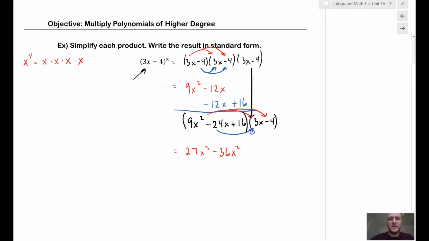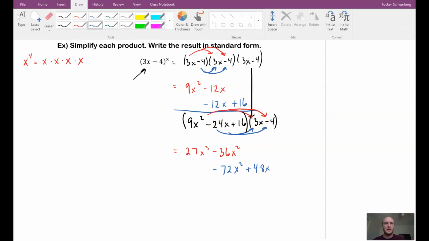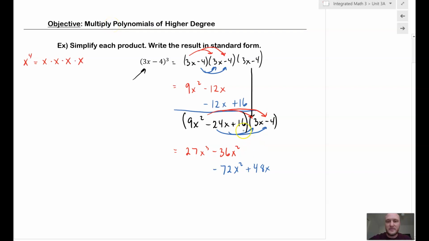All right, and I'll pick it up here. So negative 24x times 3x, that would be a positive 72x squared. Negative 24x times negative 4 is positive. Did I make an error? I did make an error. You were right. 48x. So this is negative, this is negative, so that's going to be positive. This negative times this positive should make this negative. What was I thinking? Okay, and then last but not least, now we have the 16.